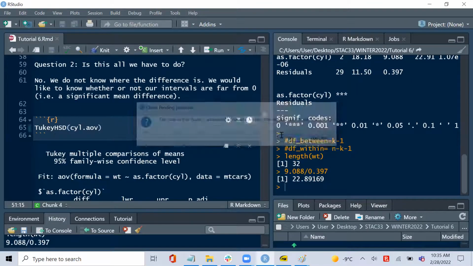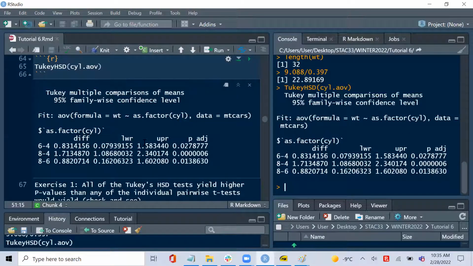If I run this, you get this kind of convoluted function here, but it does actually give you a lot, because not only does it tell you the difference, so you can see that we're looking at 6 and 4 here. The difference is 0.314156. You might wonder where that comes from, but you can actually check and see yourself that it's true.